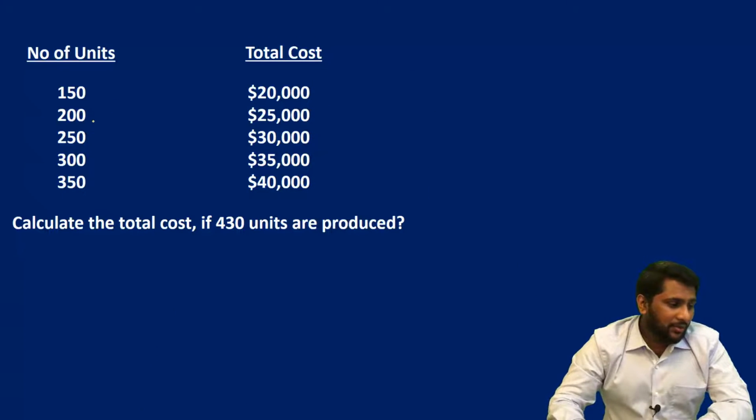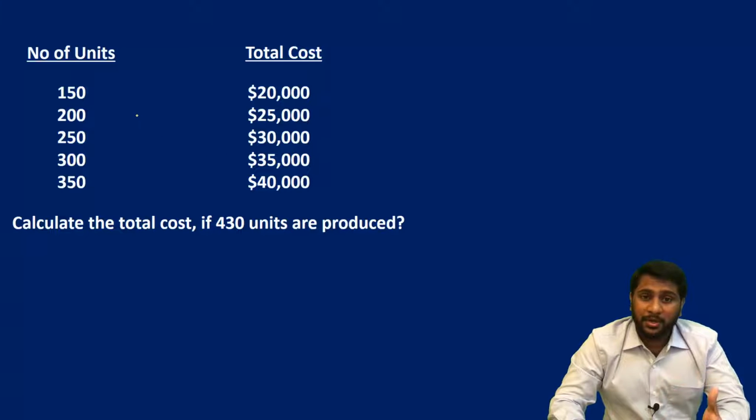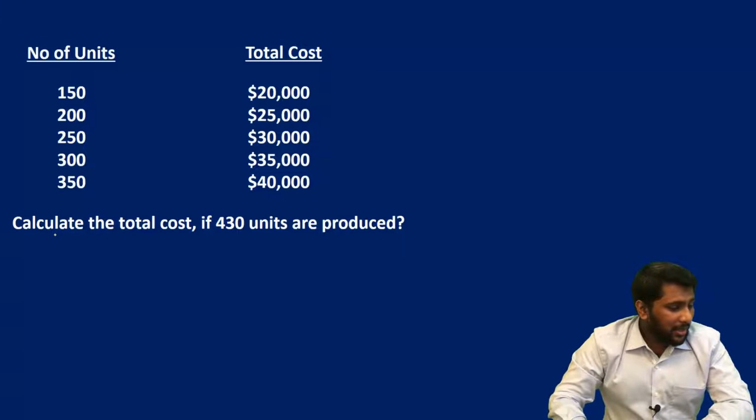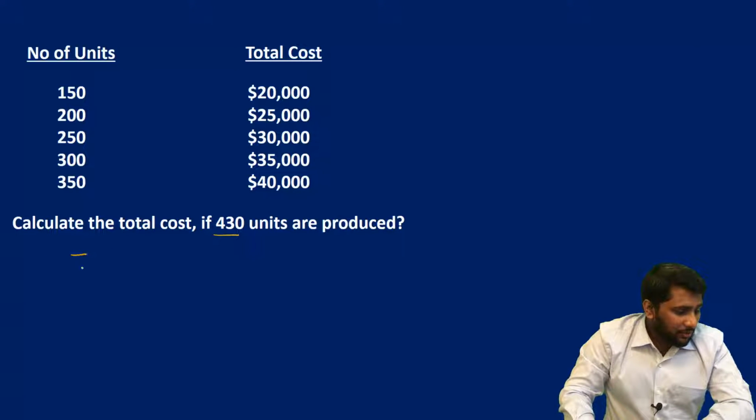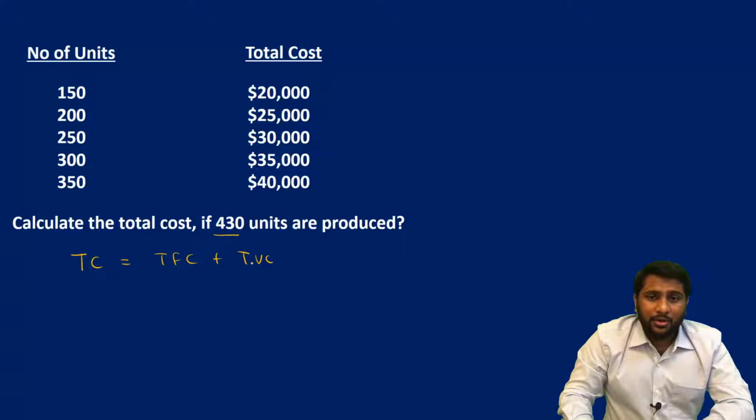Here I have given you the number of units and the total cost. At different activity levels, I have given you the different total cost that you will incur to produce the given number of units. Here the question I am asking: calculate the total cost if 430 units are produced. To calculate the total cost, you should know two elements. One is your total fixed cost, the other one is your total variable cost. I will explain how to calculate them.